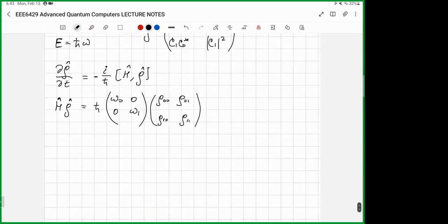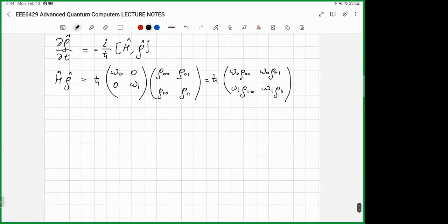So the matrix product of these two gives me what? It gives me H bar, and then another 2 by 2 matrix. I multiply omega 0 by rho 0 0, so I get omega 0 rho 0 0. Then 0 by rho 0 1, so it's 0. And then for the second one, omega 0 rho 0 1. And then here I get omega 1 rho 1 0, and omega 1 rho 1 1. Is that correct? Yes.